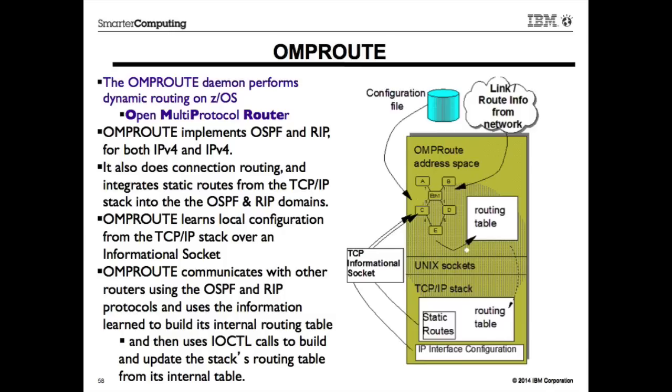The important thing to remember here is that OMPROUTE is only responsible for putting routes in the stack's routing table. What the stack does with them is the stack's business. So for example, if multipath is not working right, it's the stack's fault. Right? The stack uses the routing table that OMPROUTE builds to do the actual routing.